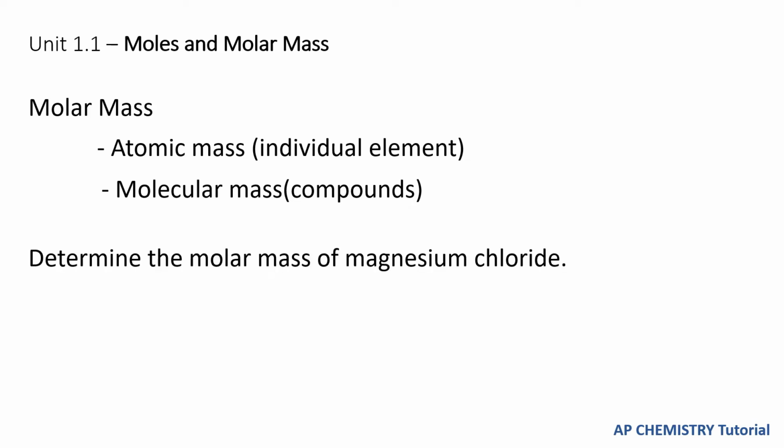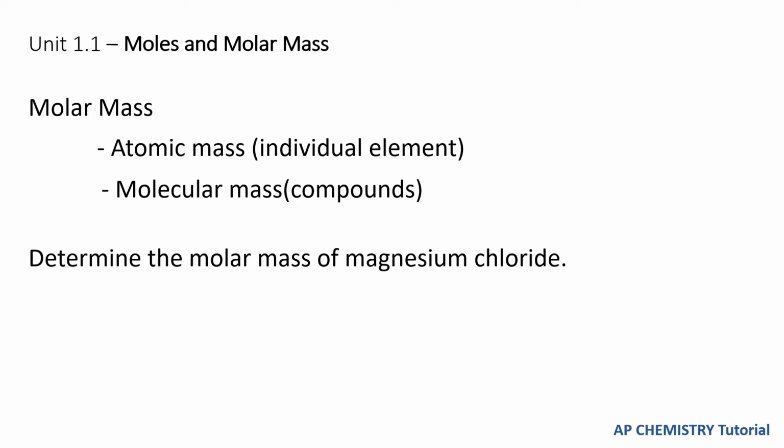So how do we determine the molar mass of a substance? It is easy to determine the molar mass if it is an element, because it is simply the atomic mass, and you can easily find the atomic mass because it is already written in the periodic table of elements. Then if we have a substance which is a compound, for this next example, determine the molar mass of magnesium chloride.